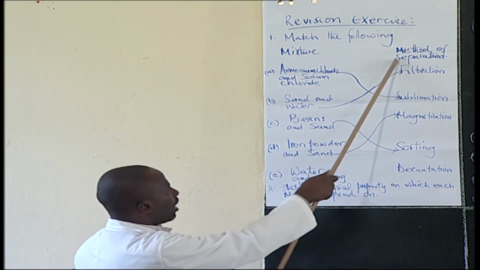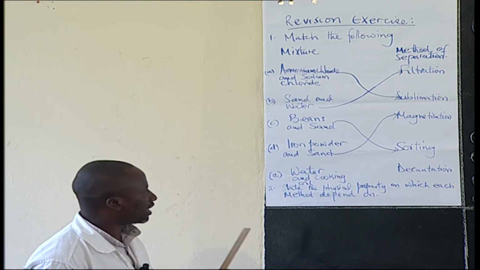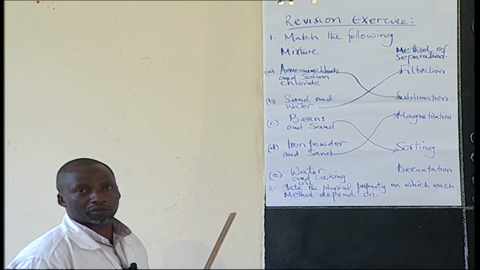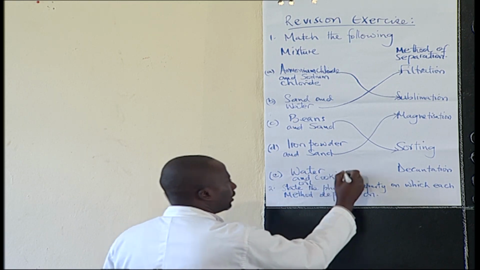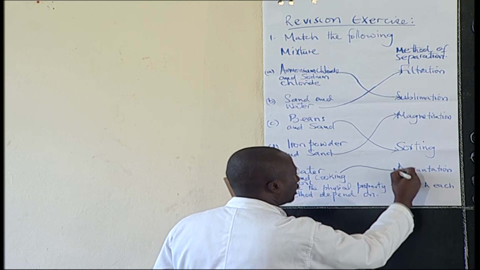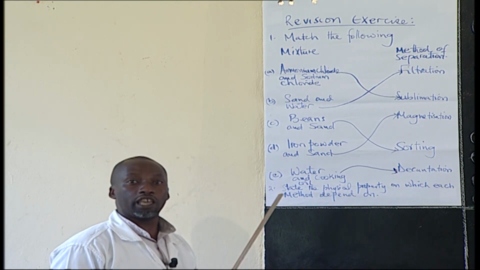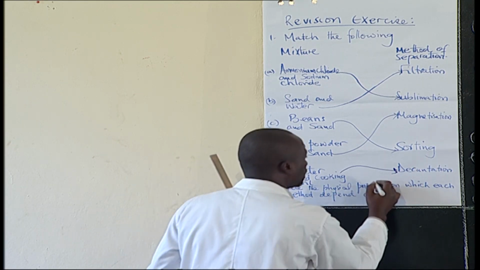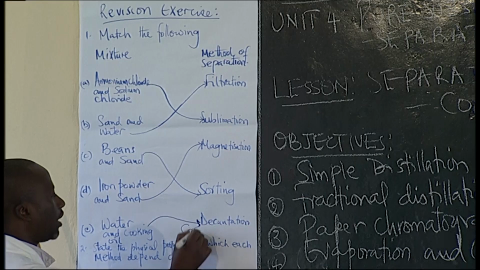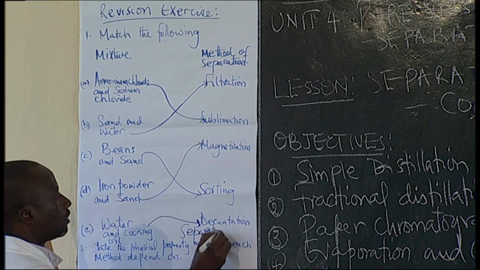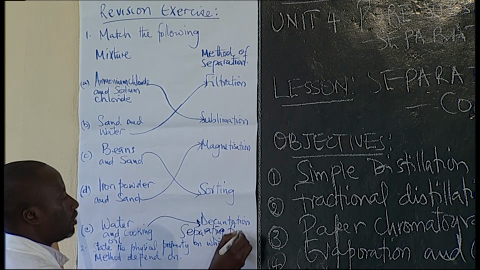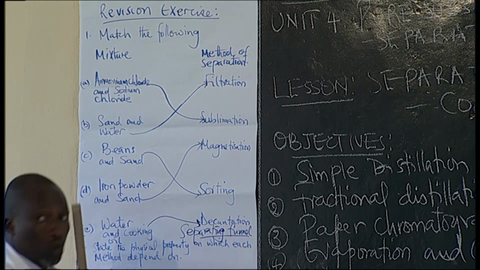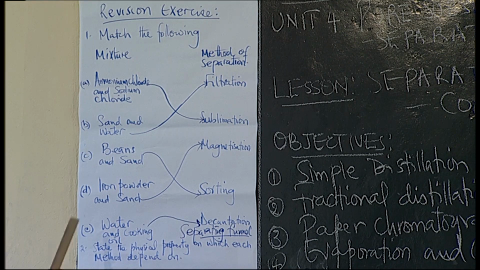Water and cooking oil. Of course, we have exhausted the other methods, so the method that is remaining is decantation. And we said here with decantation, we are using a separating funnel. You remember we looked at this together when we were separating water and cooking oil. So this is called decantation, or use of a separating funnel.